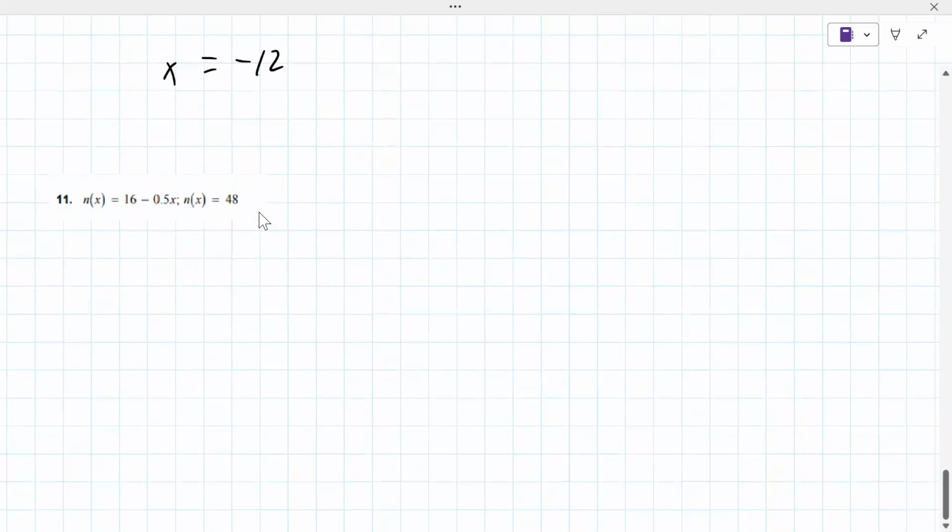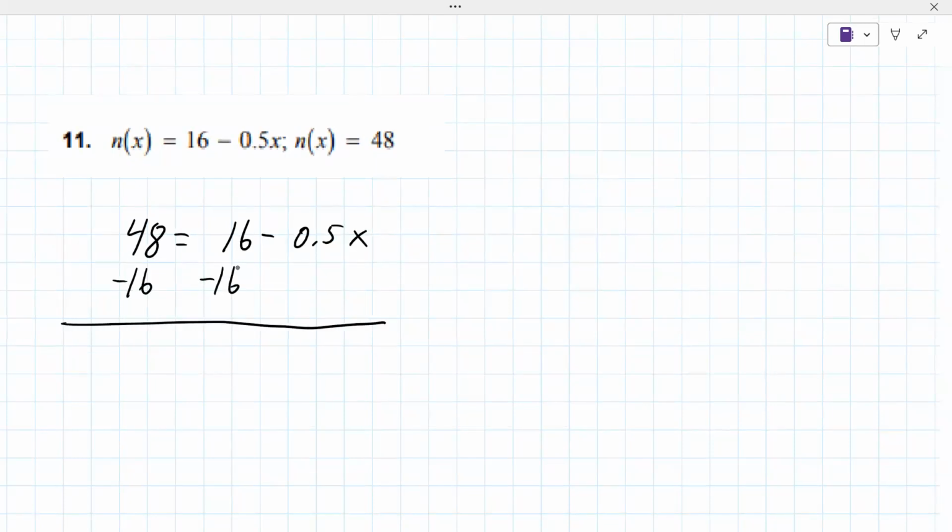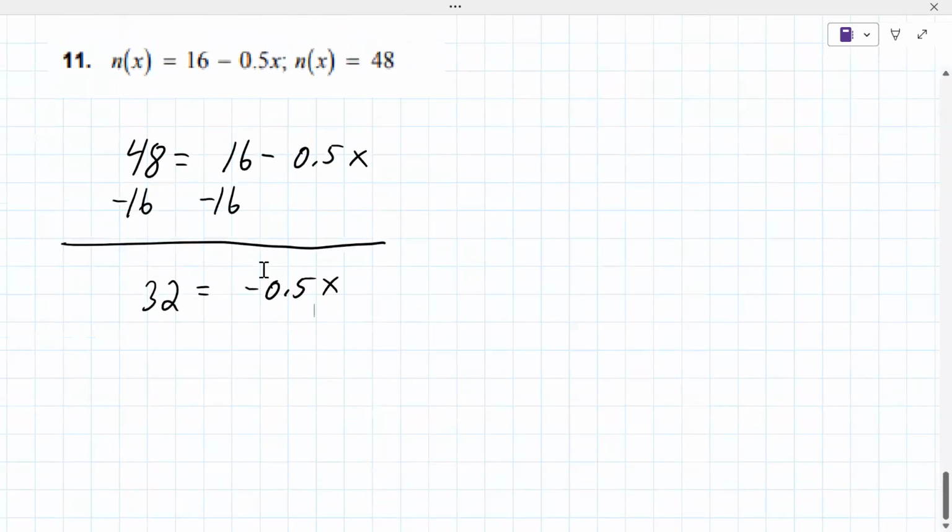So for 11, 48 is 16 minus 0.5x. Subtract 16 from both sides. So that's 32 is equal to -0.5x, and then it's x equals -64. Yep. I'm just looking for the number. There it is, last one. Okay.